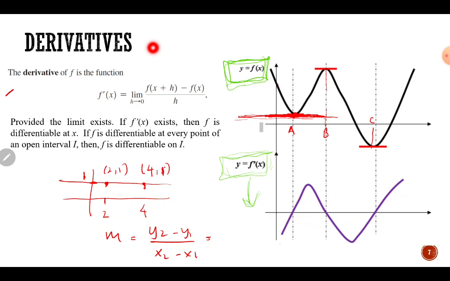Nampak? 1 dan 1. So, we're going to have 1 minus 1 over 4 minus 2. So, what is the slope? No, it does not exist because it is 0 over 2. So, meaning that the slope is 0. Betul? Ni saya bagi example je ni. Tak semestinya point dia 2, 1, 4, 1.